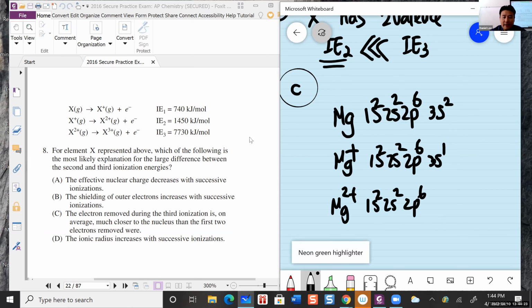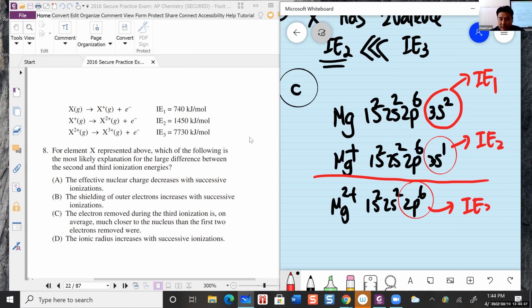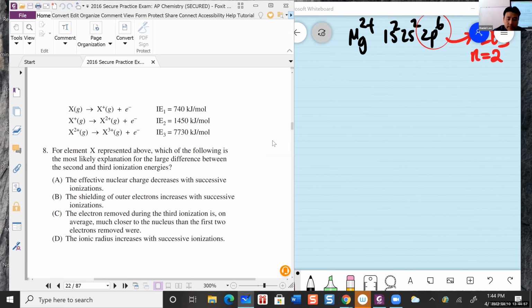If you ask to identify the first ionization, you're removing an electron from 3s. Second ionization energy, you're removing an electron from 3s. But look at that. The third ionization energy requires you to remove an electron from level 2, whereas the first two remove from level 3. It is easier to remove the electron from level 3. It is harder to remove an electron from level 2 because the electron removed is closer and is more attractive. It's a greater Coulomb force. That's number 8.